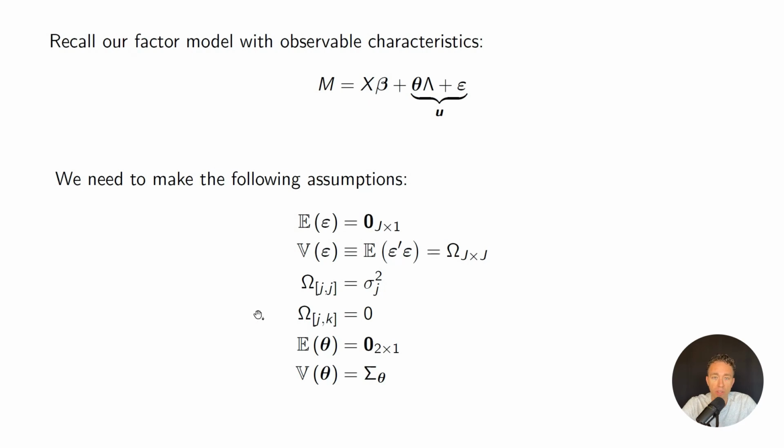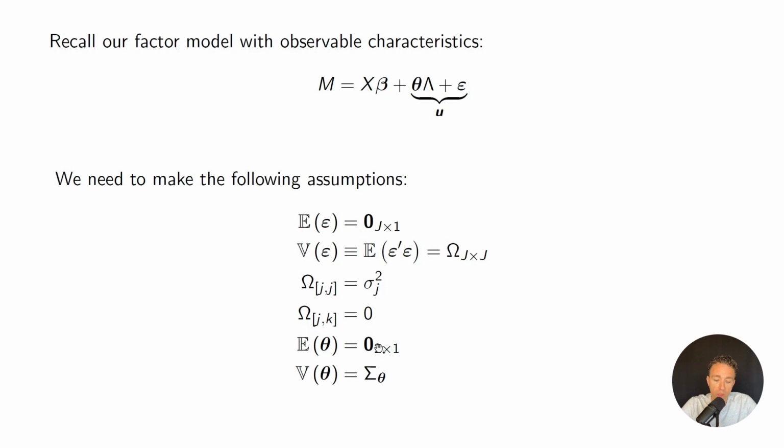And then we're going to assume that there's no covariance in the idiosyncratic component of the measurement. And that's just basically by definition. These wouldn't be uniqueness if there was some covariance between them. And then we'll call sigma squared j the jth diagonal element of this omega matrix. And then we'll also normalize that the mean of the factors are 0.